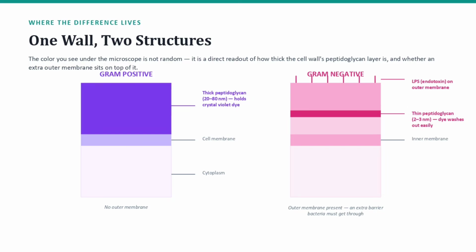Now let's get into the actual biology. Because the color you see under the microscope is not random. It is a direct readout of the cell wall structure. Look at the diagram on this slide. On the left, Gram-positive. On the right, Gram-negative. Gram-positive organisms have a thick peptidoglycan layer, roughly 20 to 80 nanometers, sitting right on the outside of the cell membrane. That thick layer is what physically traps the crystal violet dye inside the cell during staining. There is no outer membrane on top of it. Nothing extra to get through.